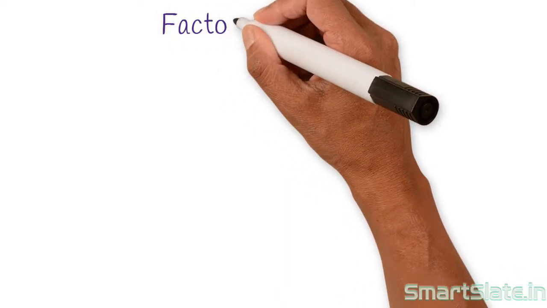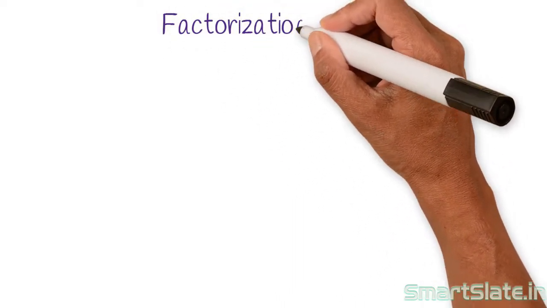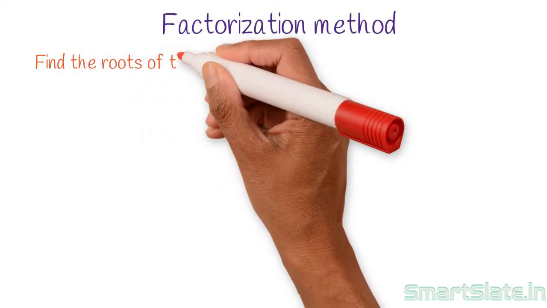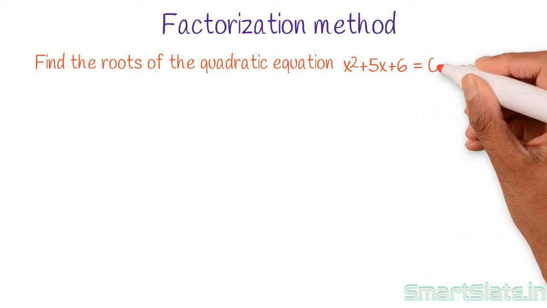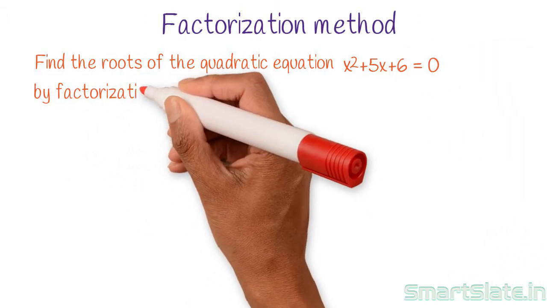Finding the roots of a quadratic equation can be done by various methods. Let's study these methods one by one. The first method we are going to learn is the factorization method. Let's learn this with an example. Find the roots of the quadratic equation x square plus 5x plus 6 equal to 0 by factorization method.